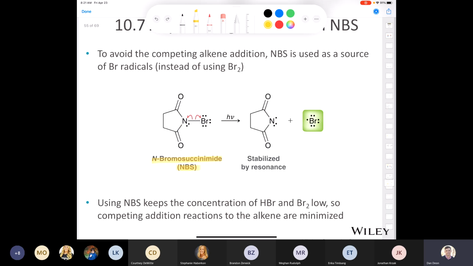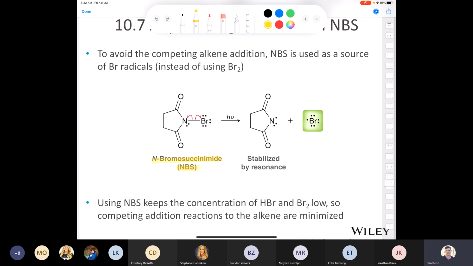In fact, if you ever have a sample of NBS, you usually have to recrystallize it right before you use it. Everybody who's hearing the sound of my voice has done a recrystallization at some point in the organic chemistry lab, so you know the technique. You recrystallize this reagent very quickly, and it can be recrystallized from water. Anyhow, you take that NBS and you treat it with light, and that produces a bromine radical.